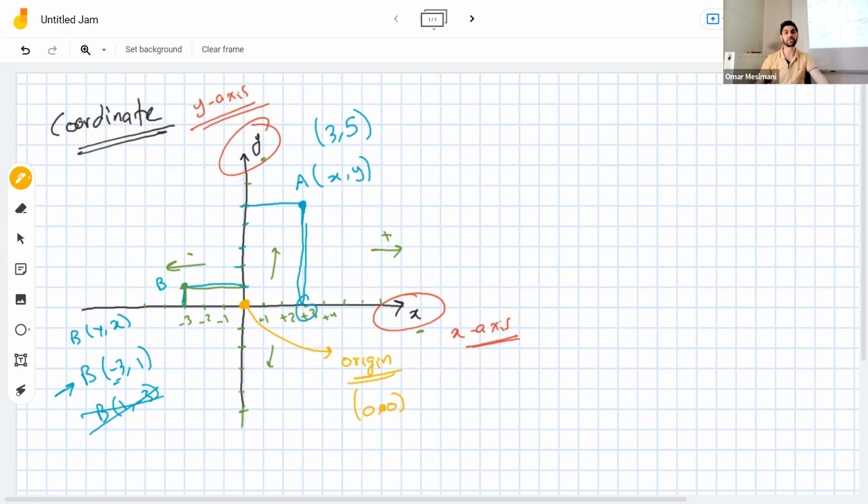Okay. In the coordinate plane, any point has a coordinate as an x and a y. Is there a problem? Any problem? Let's have one more example. Let's say this. So this is the x coordinate and this is the y coordinate.